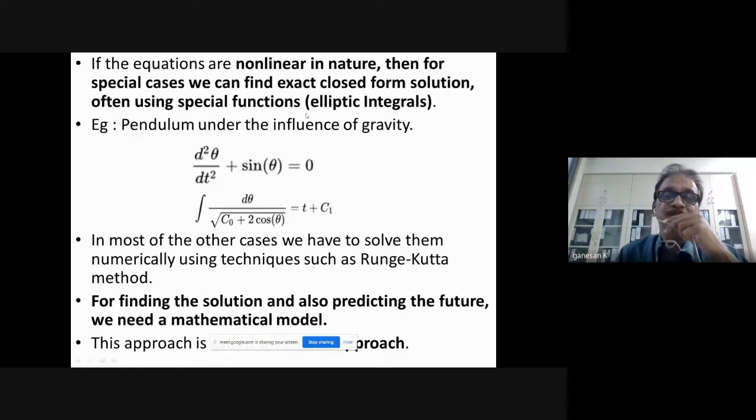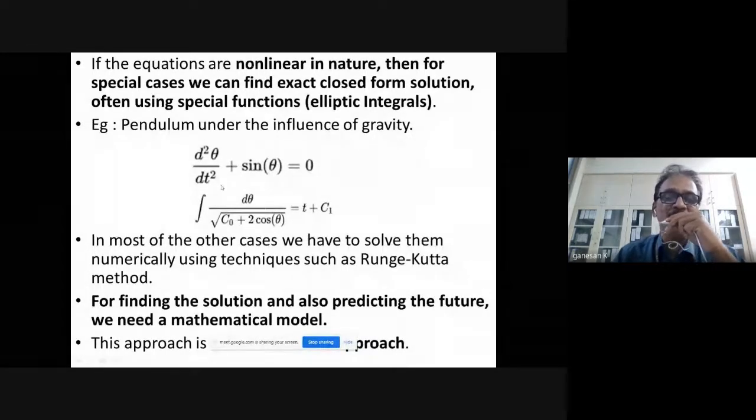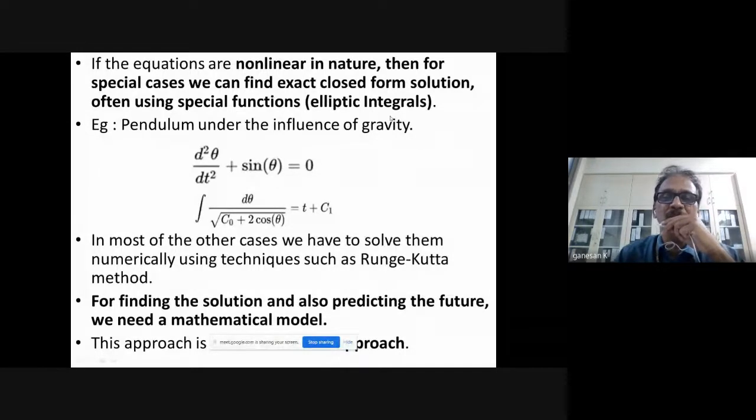Now let us look at the other cases where the equations are nonlinear in nature. Then only for special cases can we find an exact closed form solution. In most of these cases, we may need to have recourse to special functions like elliptic integrals. For example, what I have shown is a simple pendulum under the influence of gravity. In that case, I can write my solution in terms of elliptic integrals.